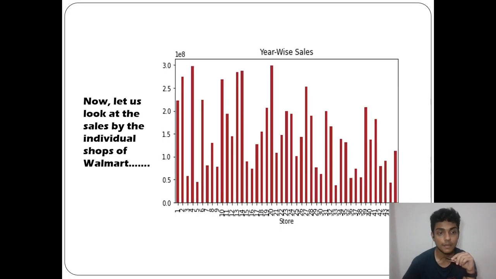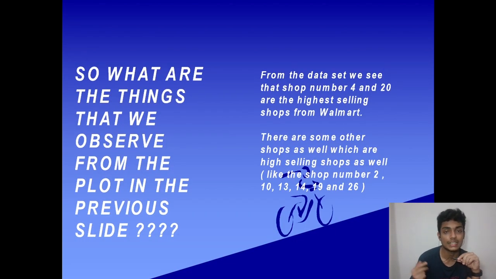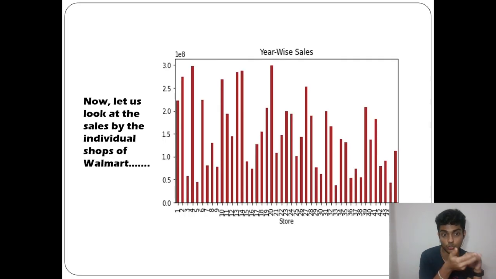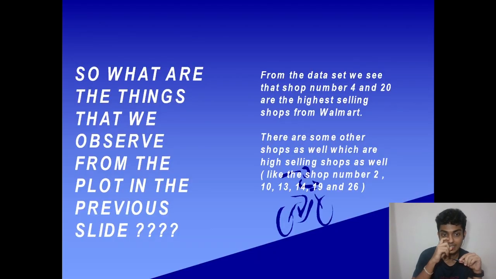Now let us look at the sales by the individual shops of Walmart. This is the data that you are seeing, and this is something we have done after analysis of all the shops that have been doing the sales. Here we have certain shops which sell quite more than the other shops. Now Walmart will want all the shops to sell at a higher rate, right? So what are the things that we observed from the plot in the previous slide? From the dataset, we see that shop number 4 and 20 are the highest selling along with the others. We saw that earlier. And 10, 13, 14, 19, and 26 as well.